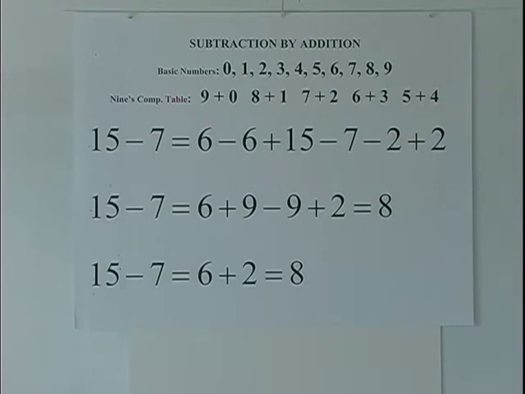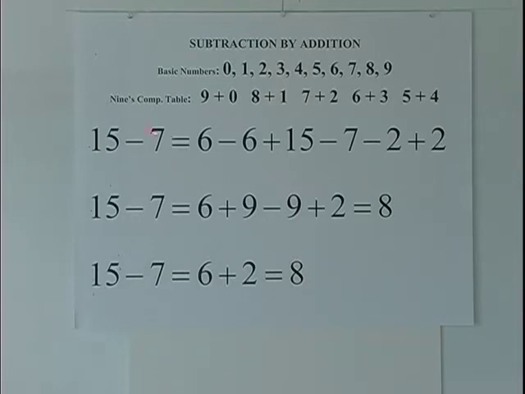And we can refer to this, or if we can do it mentally, that's fine too. If we say what number added to 7 gives you 9, if you can think of that mentally, you put 2. Or you may have to refer to the 9's complement table.